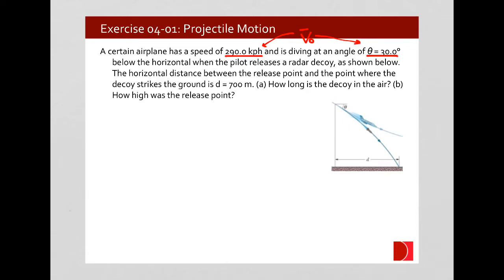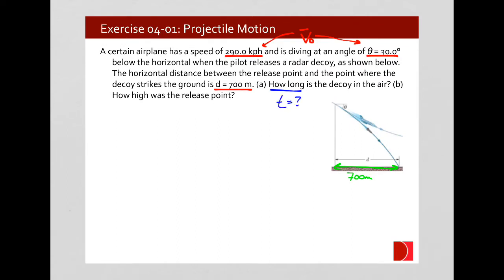We're told that the horizontal distance between the release point and the point where the decoy strikes the ground is 700 meters. So the horizontal distance between the release point and where it hits the ground, that right there is our 700 meters. From that, we want to find how long the decoy is in the air. That is asking us the time that the decoy is in the air.